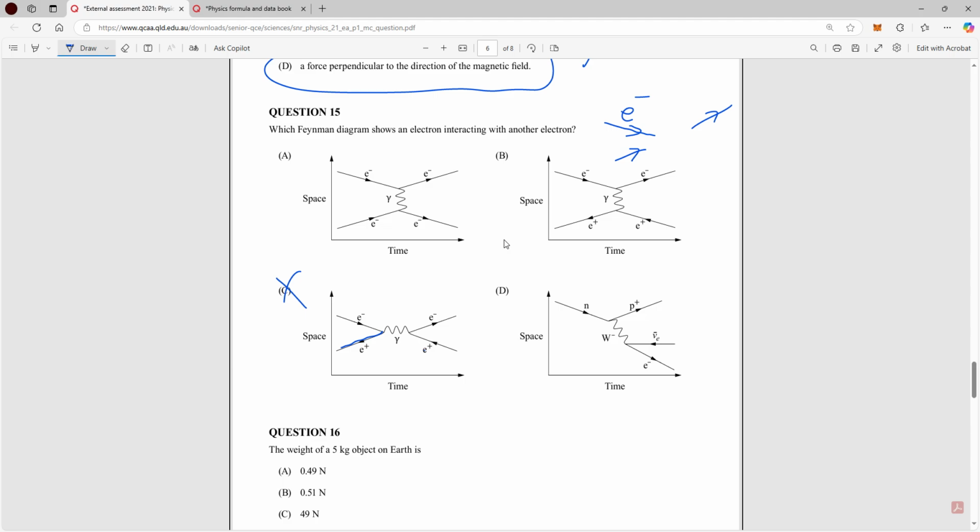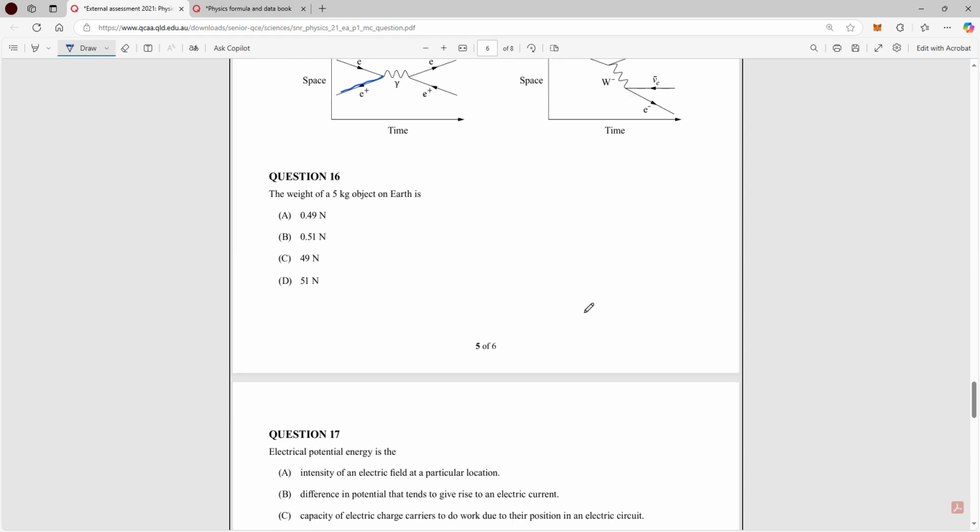That one's a neutron to a proton. It does have an electron there, but it doesn't have two electrons interacting, so that's incorrect. This one has positrons, so by process of elimination, the correct answer is A. And we can see why it's A, because we have electrons here, they exchange a photon, and they scatter in different directions. Okay. Alrighty.